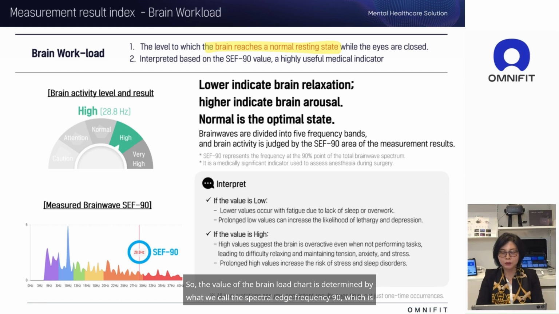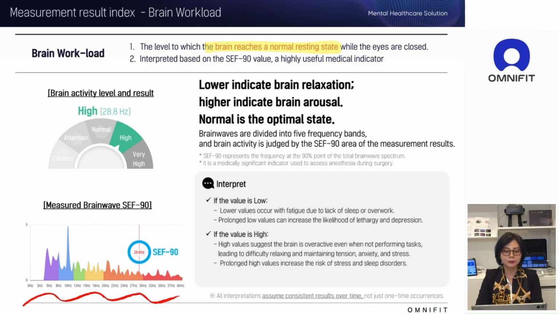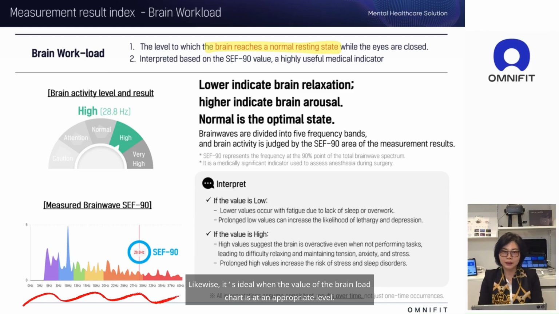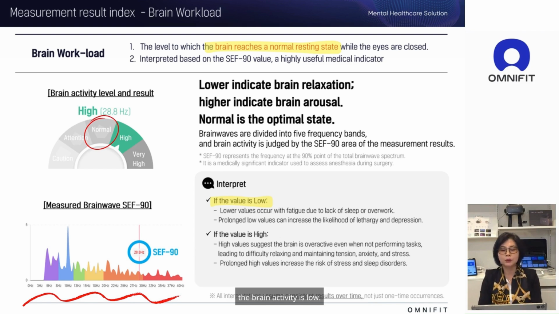So, the value of the brain load chart is determined by what we call the spectral edge frequency 90, which is based on the principle that it represents 90% of the total area of the power spectrum. Likewise, it's ideal when the value of the brain load chart is at an appropriate level. However, if the brain load value is excessively low, if the numbers are very low, it can also indicate that the brain activity is low.